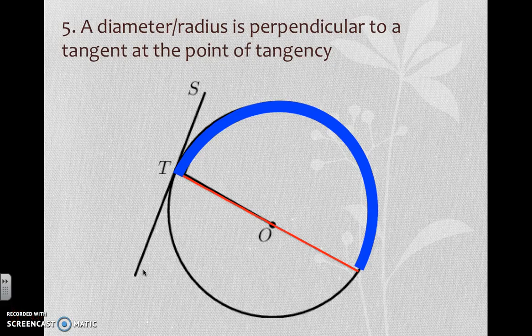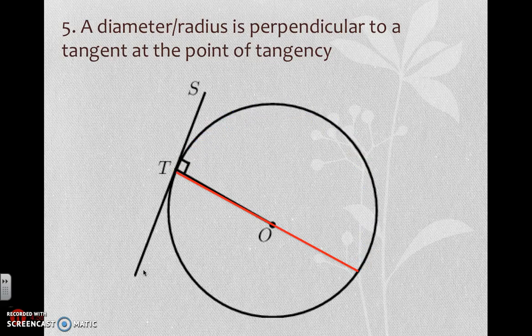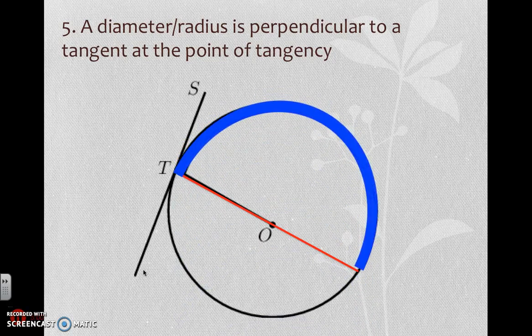And so its vertex is on the circle. It would be half of the intercepted arc. And if I take the arc away, you can see that makes the angle 90 degrees.